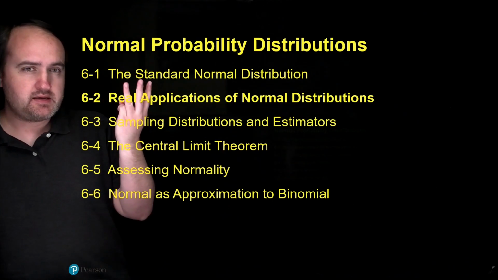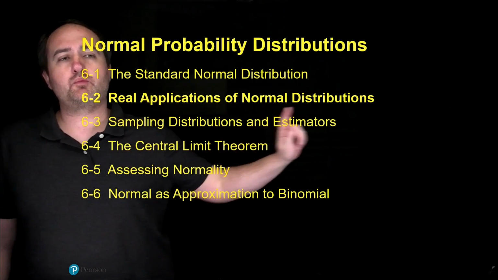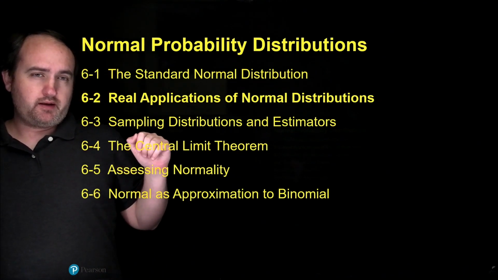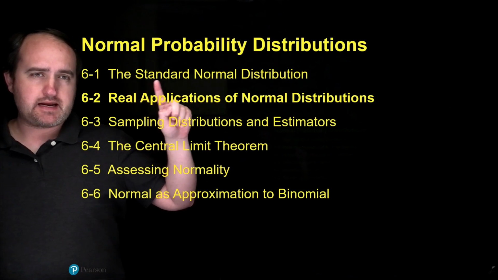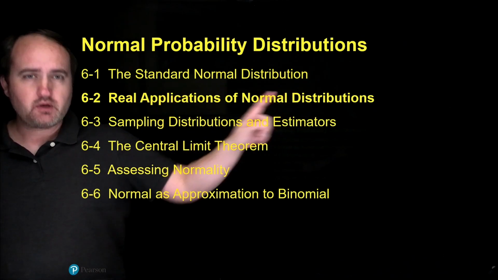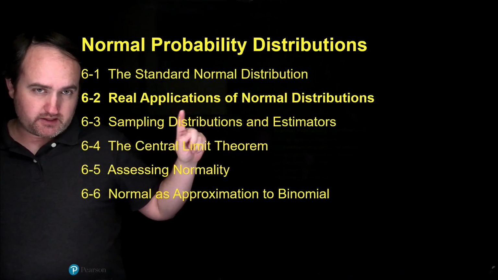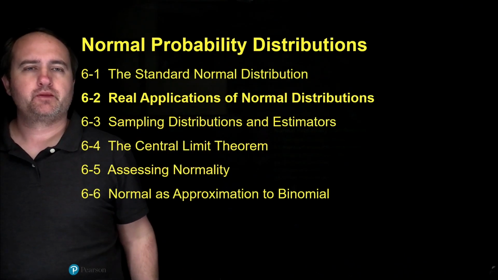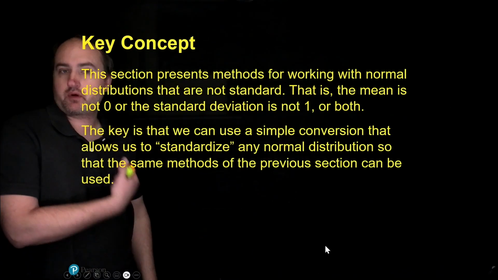There were three cases that we saw in 6.1 for normal distributions, but all of the normal distributions in 6.1 were standard normal distributions. 6.2 is going to be non-standard normal distributions. Okay, so let's go ahead and see what we're going to be learning today.